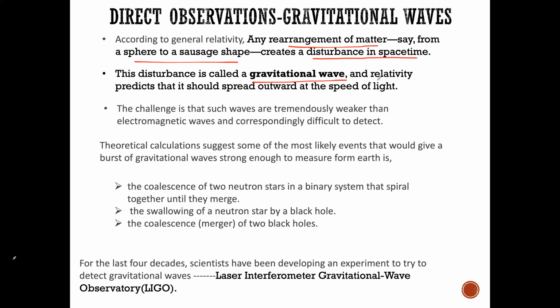And what relativity predicts is that these gravitational waves should spread in the outward directions with the speed of light, right? So if you have gravitational waves, they should spread out with a speed close to the speed of light, right? Now, the problem with gravitational waves is that even though Einstein predicted them around 100 years ago, these waves are tremendously weaker, right? According to his theory, these waves are very weak compared to electromagnetic waves.